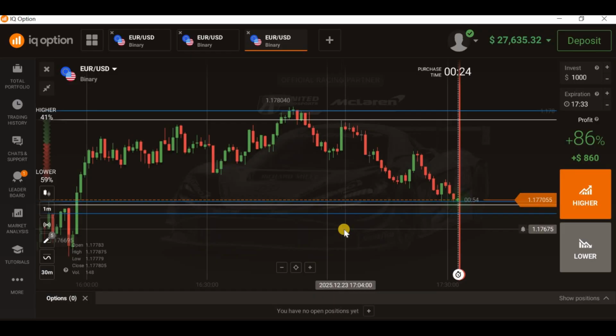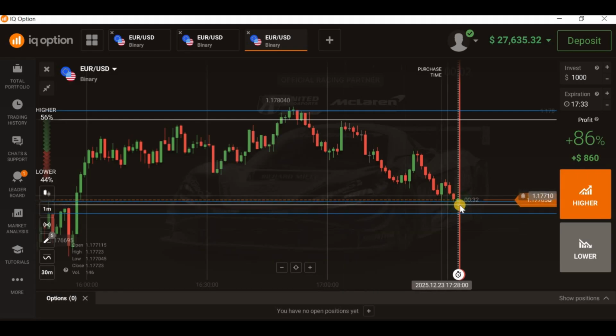The round number is important because of confluence. When there is this round number, there is an EMA, there is a Bollinger Band, all in one place. There is a neckline, there is a support, and there is a demand. It makes the trade a high probability trading setup.